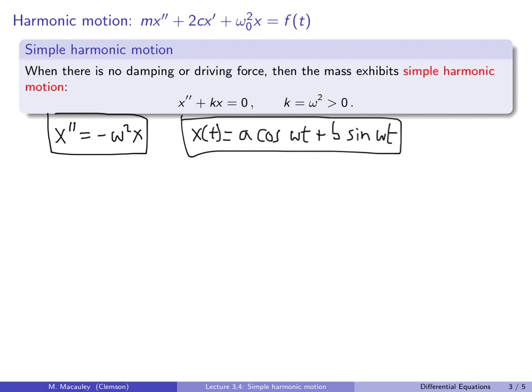Okay, so let's write this down. There's a trick. We can write this as a single cosine wave. And so we do this by switching to polar coordinates.